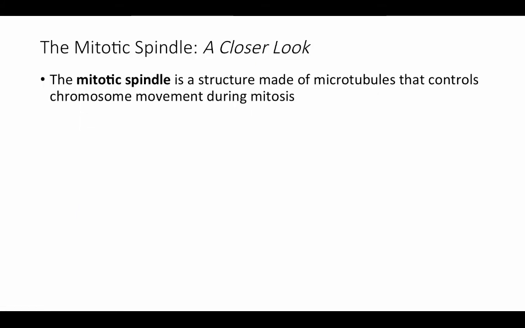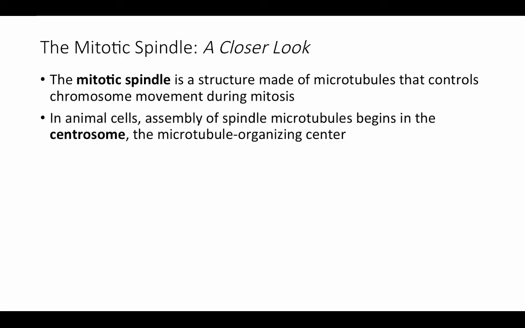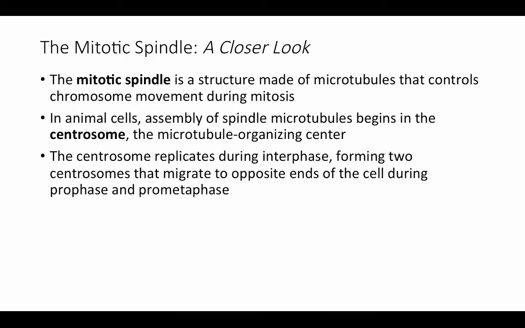Let's take a closer look at this mitotic spindle. The mitotic spindle is a structure that's made of microtubules, and we've seen a lot of ways in which it controls the movement of the chromosomes during mitosis. In animal cells, the assembly of the spindle microtubules begins in the centrosome, the microtubule organizing center, and the centrosome replicates during interphase, forming two centrosomes that migrate to the opposite ends of the cell during prophase and prometaphase.